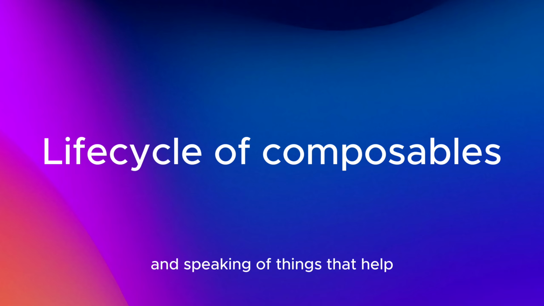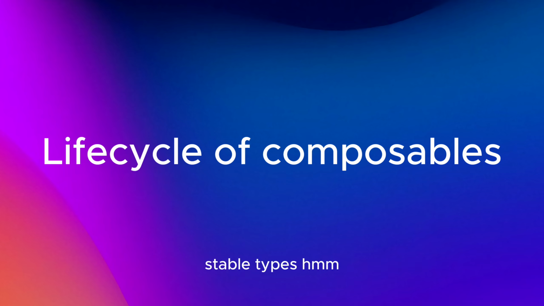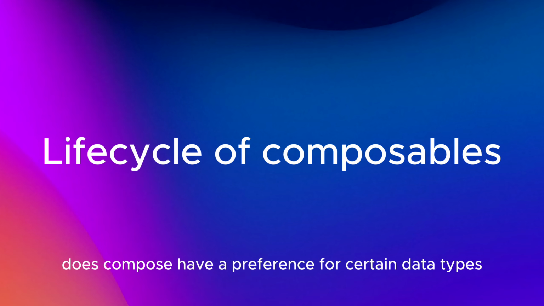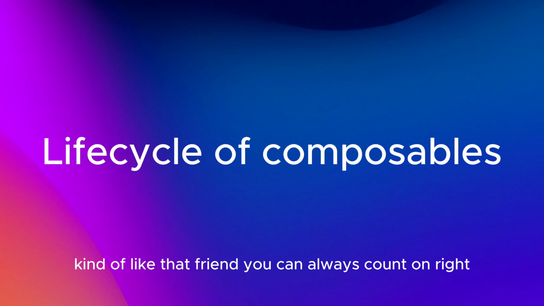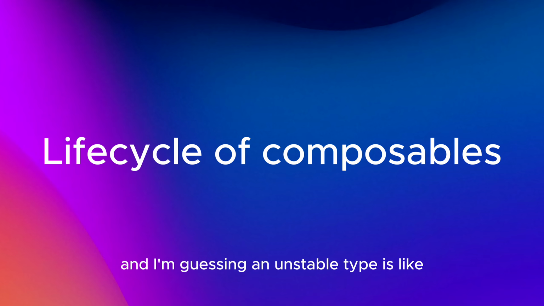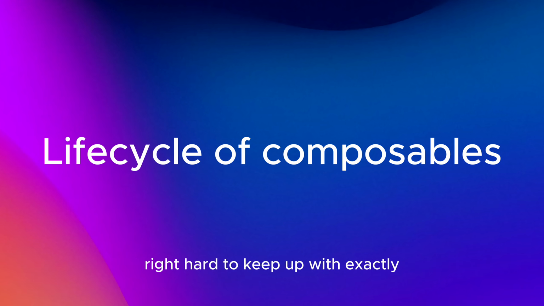And speaking of things that help Compose stay organized and efficient, let's talk about this concept of stable types. Stable types. Now, this I'm curious about. Does Compose have a preference for certain data types? Are some more laid back and easier to work with? Not quite. When we say stable in this context, we mean the value of that type isn't going to change unexpectedly. It's predictable, reliable, kind of like that friend you can always count on, right? And I'm guessing an unstable type is like that friend who's always changing their mind at the last minute. Right. Hard to keep up with.